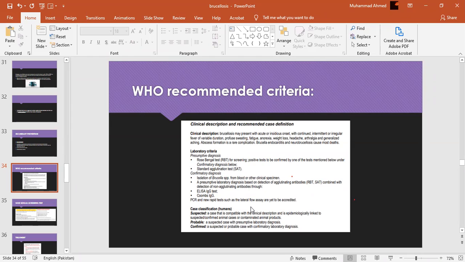Then comes case classification in humans. A suspected case is a case that is compatible with the clinical description and is epidemiologically linked to suspected or confirmed animal cases or contaminated animal products. A probable case is a suspected case with presumptive laboratory diagnosis, and a confirmed case is a suspected or probable case with confirmatory laboratory diagnosis.